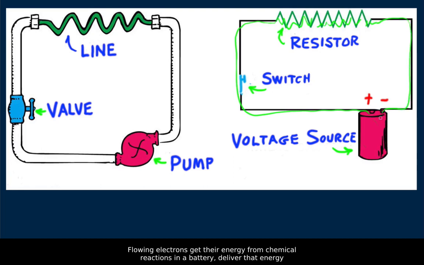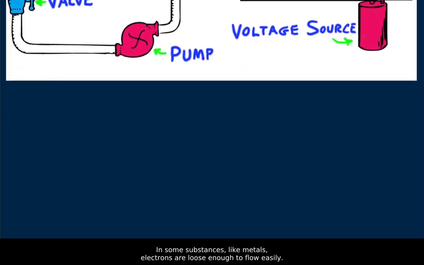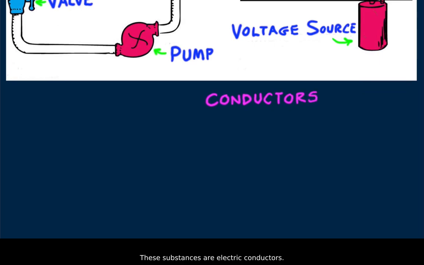Flowing electrons get their energy from chemical reactions in a battery, deliver that energy to parts of the circuit, then return to the battery pooped out and ready for re-energizing. Actually, in most circuits, the direction of current isn't important. In some substances, like metals, electrons are loose enough to flow easily. These substances are electric conductors. In other substances, like rubber or plastic, the atoms hold their electrons tightly. These substances are electric insulators.